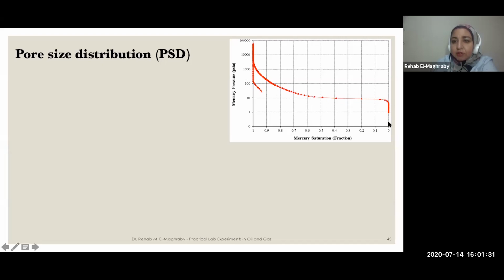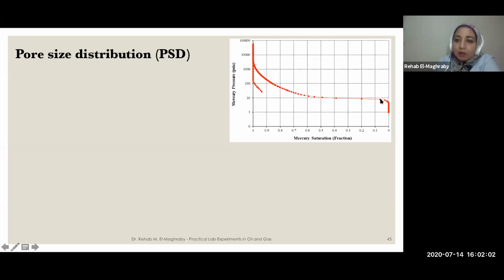Okay, so this is a sandstone mercury injection capillary pressure curve. On the y-axis, this is mercury pressure, and on the x-axis, this is the mercury saturation. You can find that as we increase the pressure, the saturation of mercury increases, because it is a non-wetting phase. What we were showing before is the water, which was the wetting phase, so the wetting phase is decreasing. But if we are showing the oil one, it will be increasing.